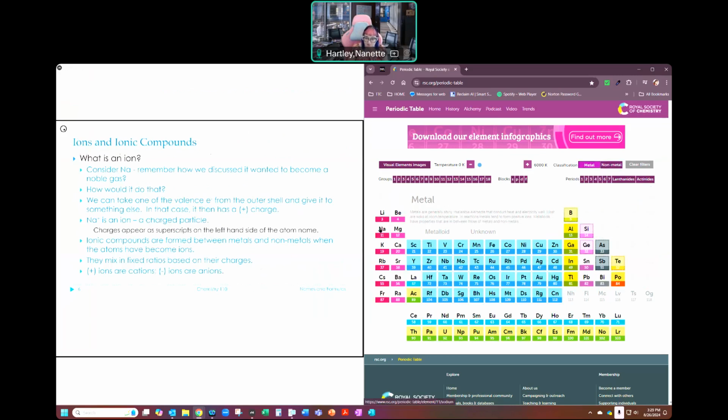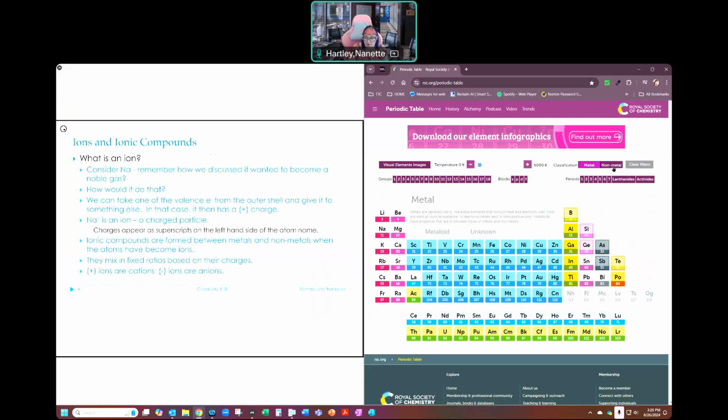If they're metals, like if I'm a sodium, the nearest noble gas to me, being number 11 right here, the nearest one to me is number 10, which is neon. And I have one additional electron compared to neon, so I want to lose that electron to become like neon.